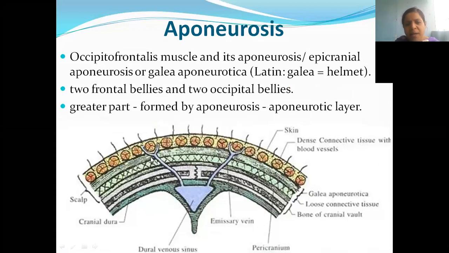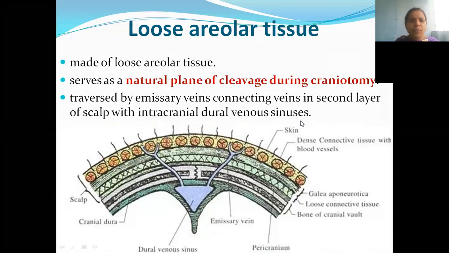We have the epicranial aponeurosis, also called the Galea aponeurotica. In this epicranial aponeurosis, we have the muscle occipitofrontalis. From the anterior region, we have the frontal belly. From the posterior region, we have the occipital belly. Galea in Latin means helmet. So the greater part is formed by aponeurosis, that is the aponeurotic layer.